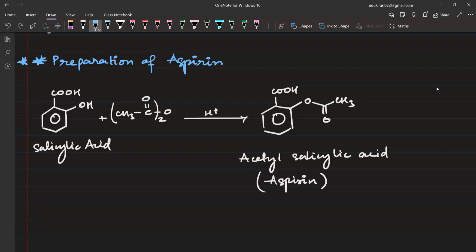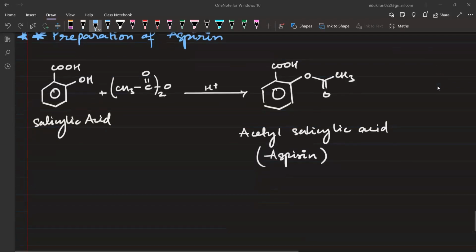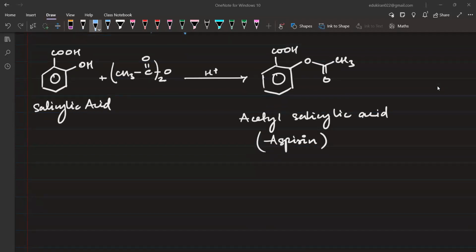Write the preparation of aspirin. Write this down. Raise your hand. I think you have already raised hand. So these are the only reactions in which we are having a cleavage of OH bond.